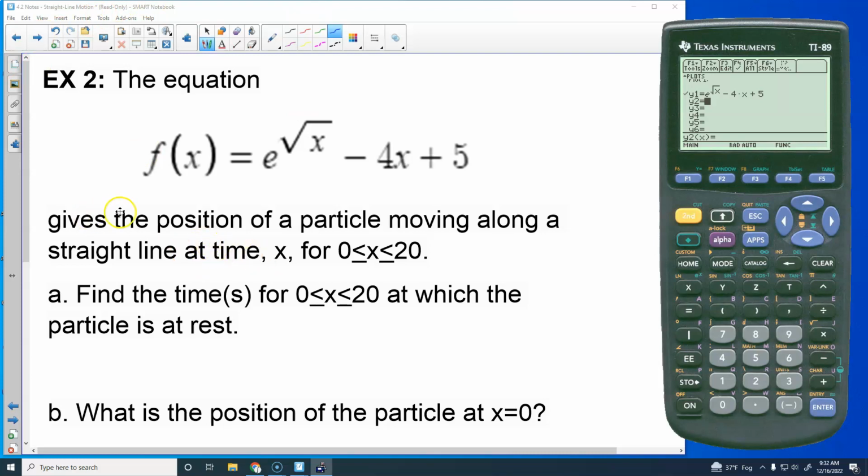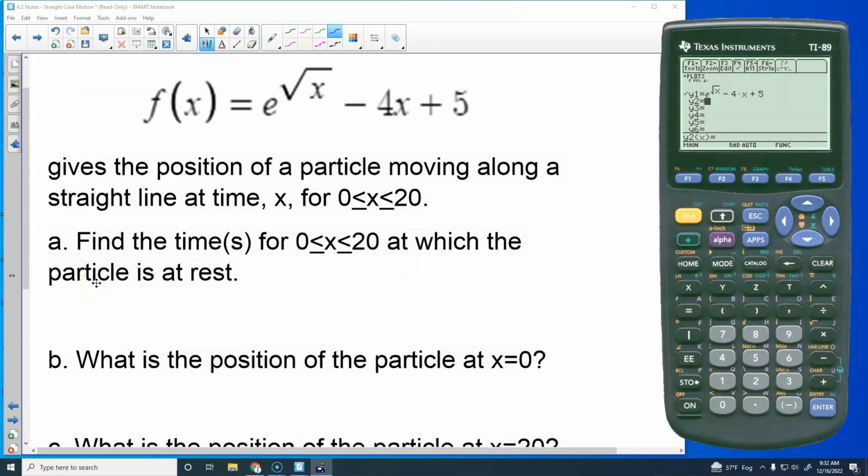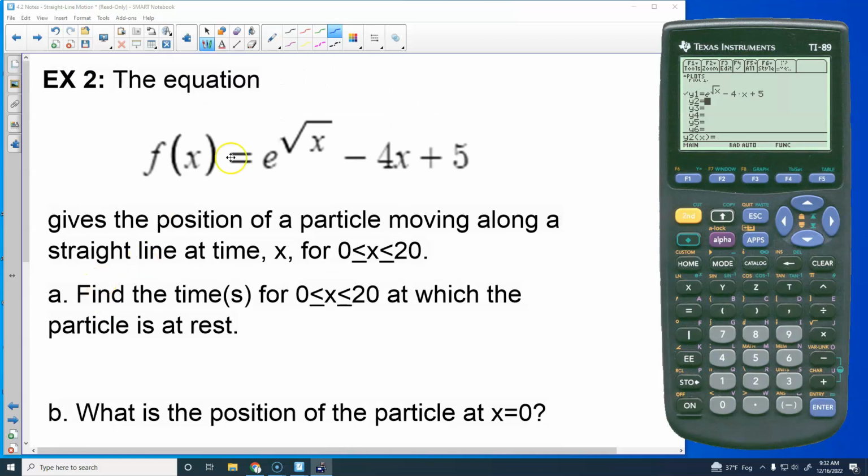All right, so we've got a position of a particle moving along a straight line at time x for 0 to 20. The first thing we want to do is find the time from 0 to 20 at which the particle is at rest. What are we going to be looking for there? 0. Of what? F. Okay, F gives me position. No. Okay. F prime. Okay, so if I do when F is 0, that tells me when I'm at the origin or whatever home base is, right? Which, for this case, you're going to usually think about the x-axis.